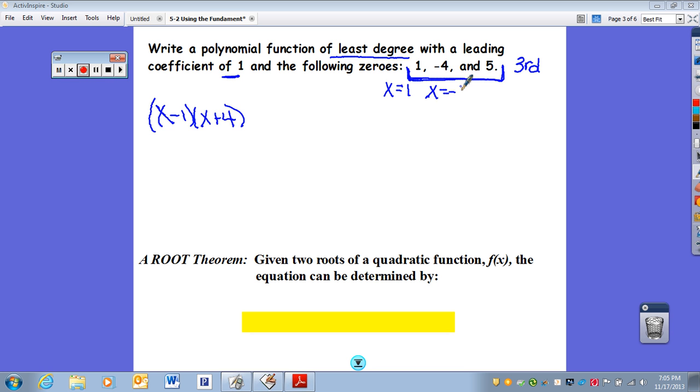And then, as x is equal to 5, we reverse and find our factor by subtracting 5 from both sides. So we have x minus 5, and we set that equal to 0. So to find the polynomial, we simply multiply these out. Remember, we are going to multiply only 2 at a time.